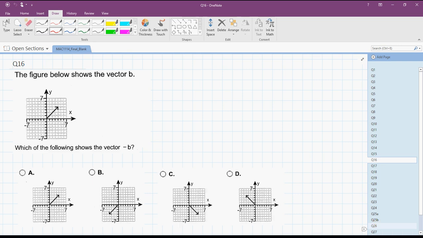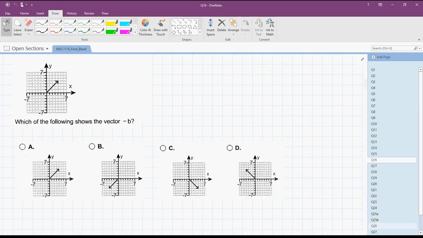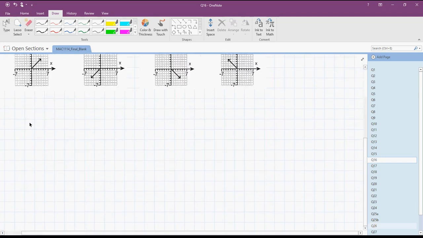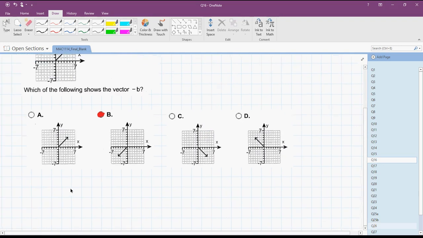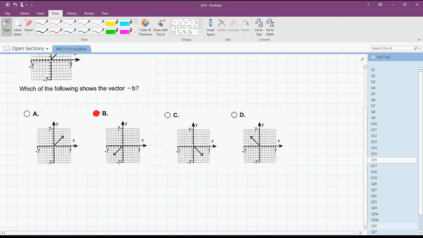All right. So, here's our vector B. Which one shows negative B? B, absolutely, right there. You just draw it in the opposite direction. Okay? Everyone good so far on that? Nope. Just that guy, B. Cool beans? All right. See, like I said, now we're going to start picking things up.